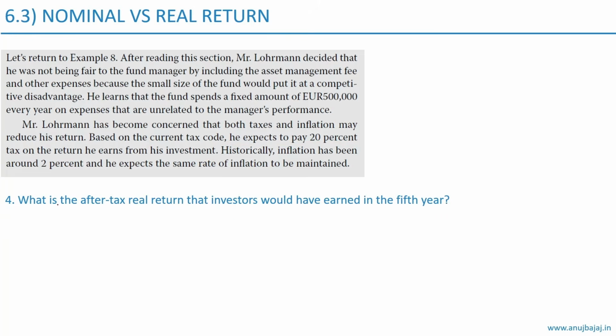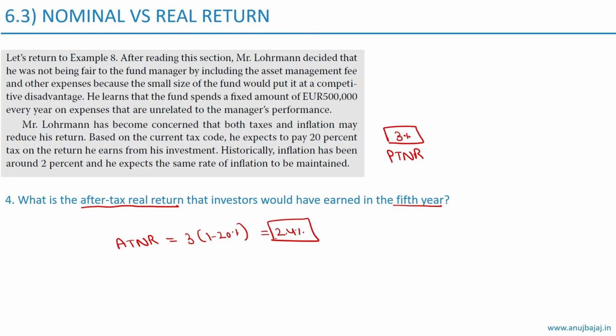Fourth question, what is the after-tax real return that the investor would have earned in the fifth year? In the fifth year, the fund earned a return of 3%. This is net return and this is pre-tax nominal return. We are required to find out after-tax real return. So first, let us find the after-tax nominal return. It is 3% multiplied by 1 minus the tax rate of 20%. We get 2.4%. This is our after-tax nominal rate.